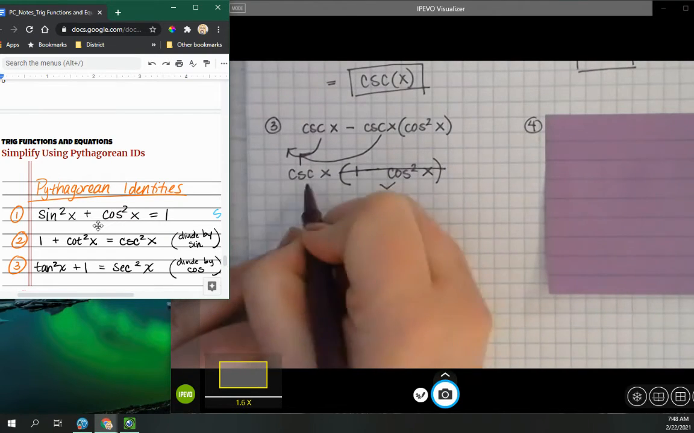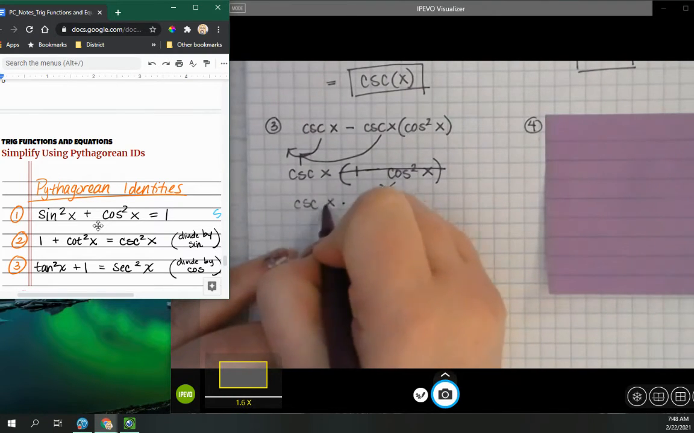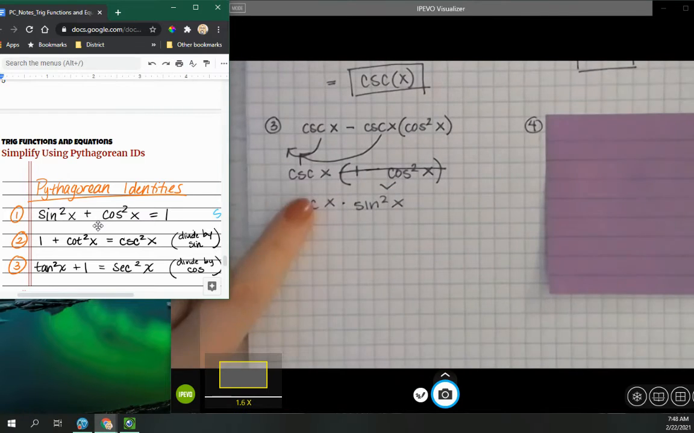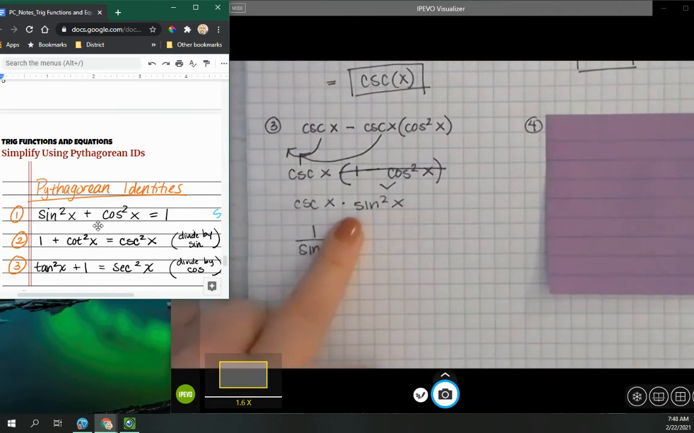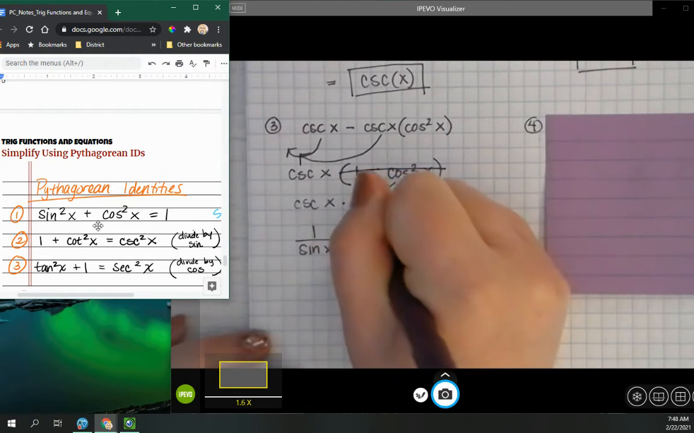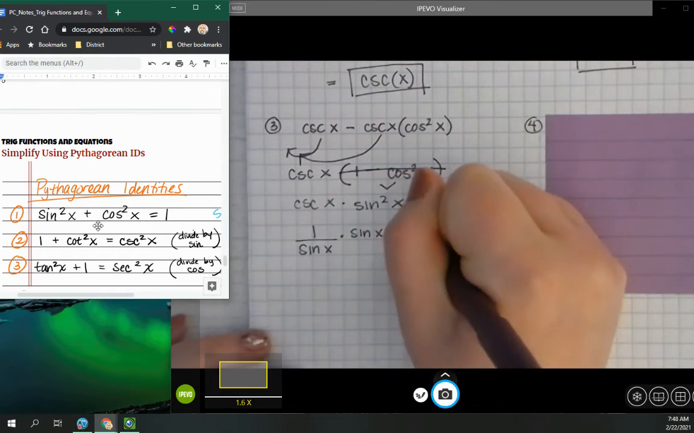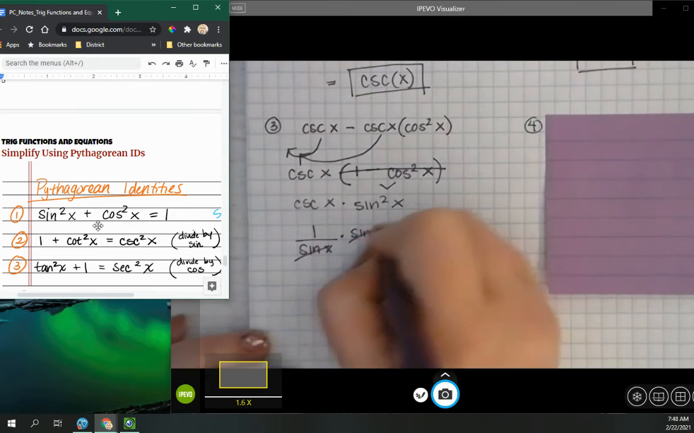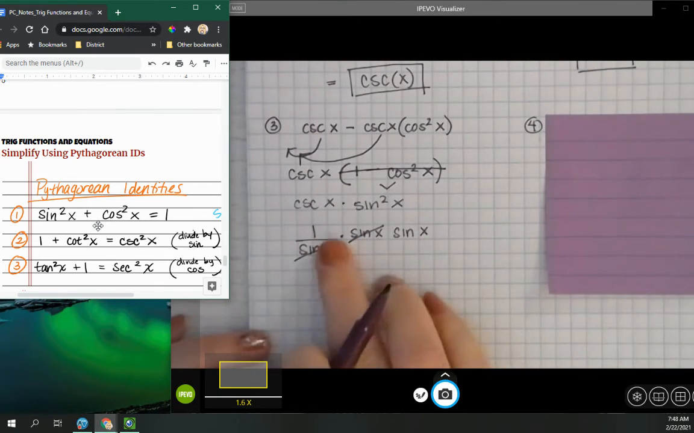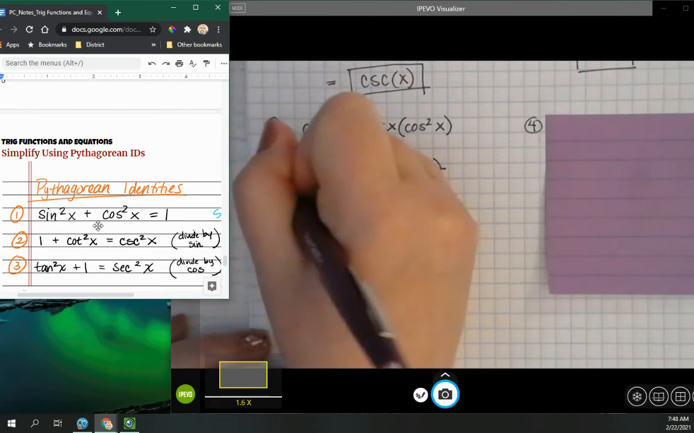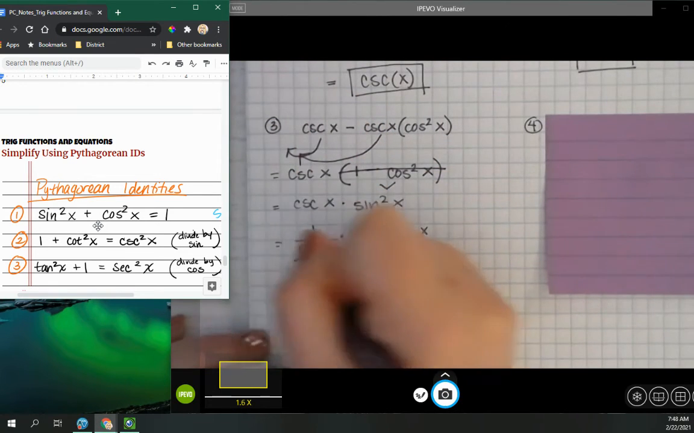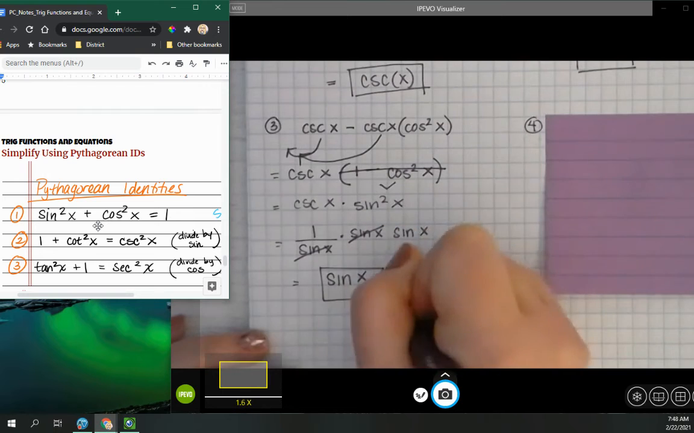Again, it's being multiplied by this cosecant. Cosecant, feel free to use your notes, is the same thing as 1 over sine. Sine squared means there are 2 sines. These are on the top. Simplify sine. All I have left is 1 times sine x. This gives me sine x. Our goal was to simplify down to a single trig function, and I did.